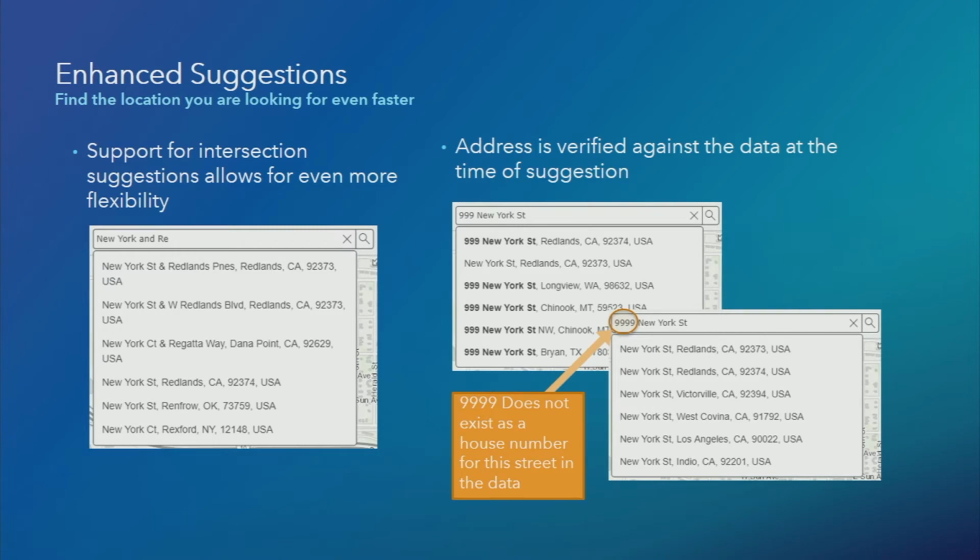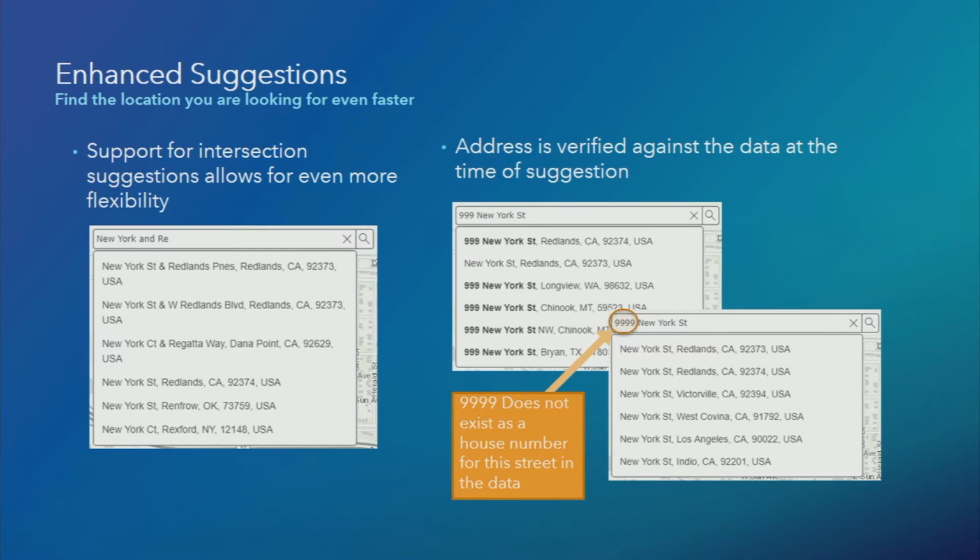That does not exist in the street data, so we're not showing a suggestion for it. What we're showing is just the name of the street that would be most in alignment with the information that you typed in. So this ability to verify the house number against the data is another enhancement that we've made, and it was based on a lot of feedback that came in from different organizations.